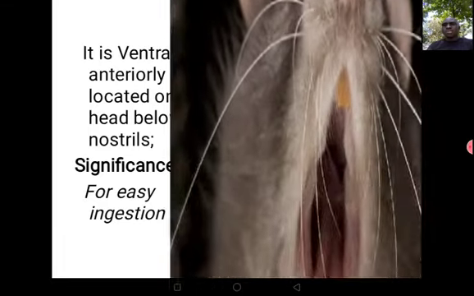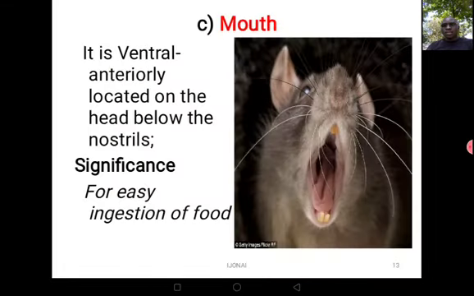Now when you look at the mouth critically, you realize that the mouth is located below the head, so we can say it is ventral, anteriorly located in front, and below the head, and particularly below the nostrils. That is where you can find the mouth of the rat.